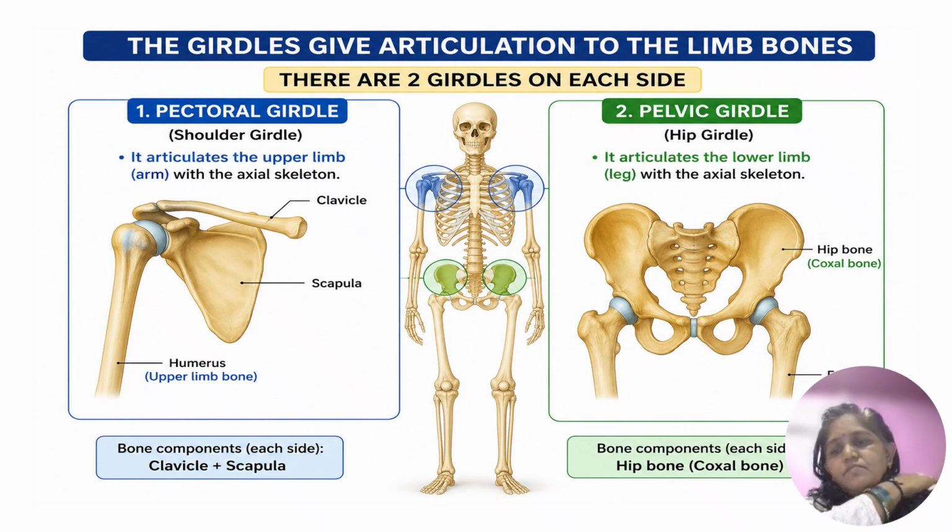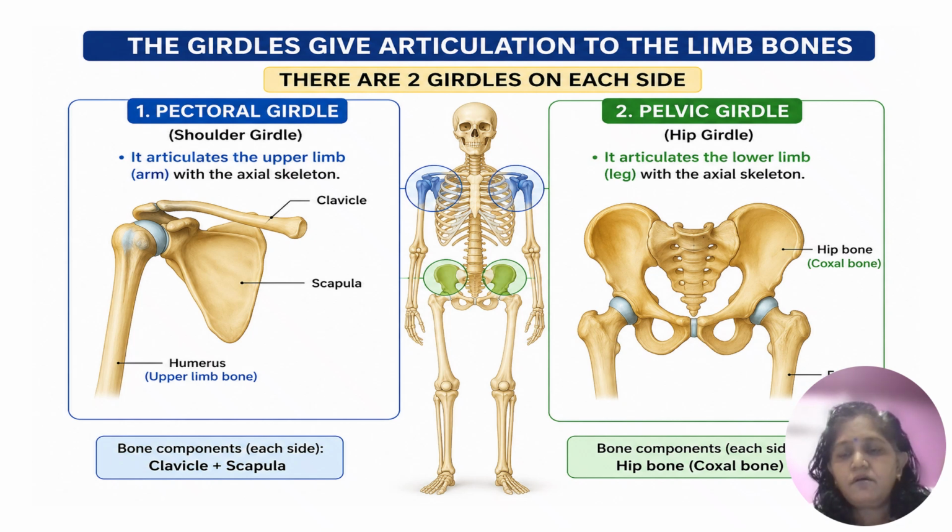Over here, you have a clavicle, you have a scapula. If you touch at the back, you will feel a triangular shape that is called a scapula. And here you have a rod-like structure called a clavicle. And this upper bone is the humerus bone. So the bones scapula and clavicle make up your pectoral girdle.